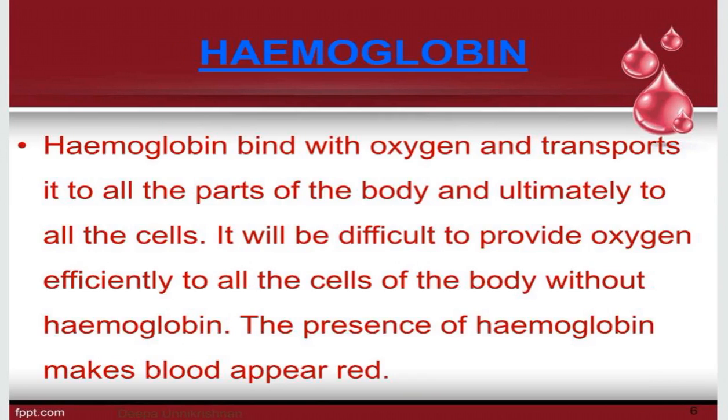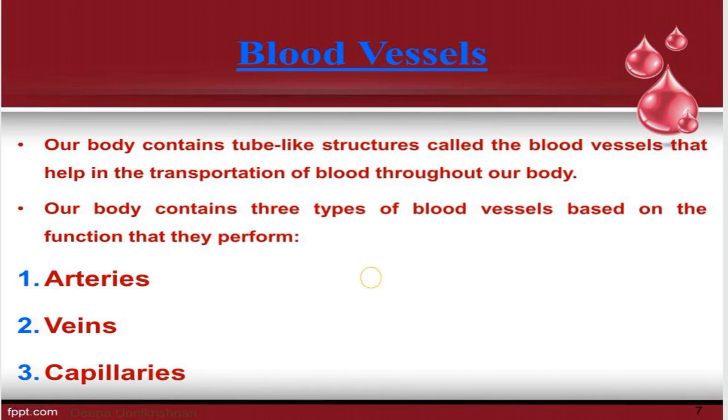Hemoglobin. The red color of the blood is due to hemoglobin. It is a protein present in RBC. Hemoglobin combines with oxygen to give oxyhemoglobin, which helps in the transportation of oxygen. And these RBCs are produced in the bone marrow. The hemoglobin binds with oxygen and transports it to all parts of the body and ultimately to all the cells. It would be difficult to provide oxygen efficiently to all the cells of the body without hemoglobin. The presence of hemoglobin makes blood appear red.